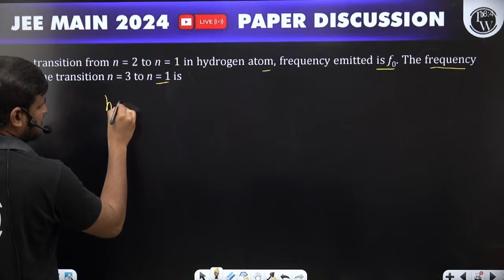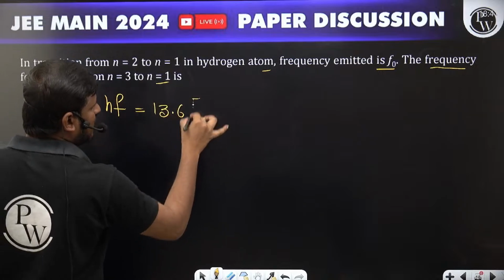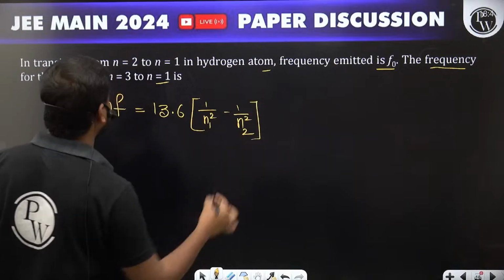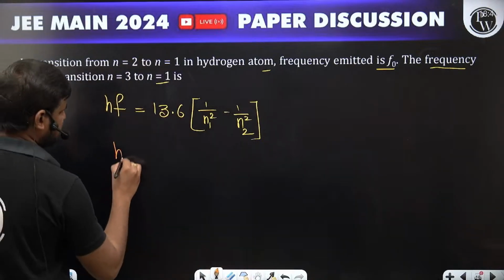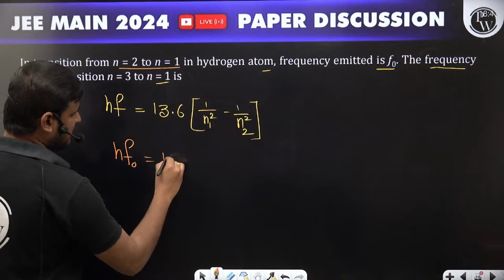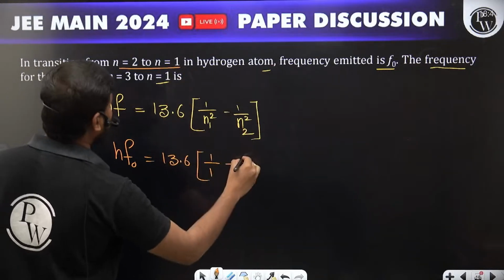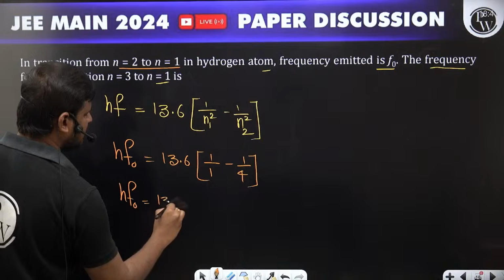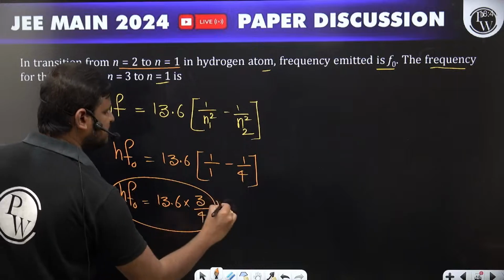The first formula is E equals hf, which equals 13.6 into 1 by n1 square minus 1 by n2 square. Let's consider the first one, n equals 2 to n equals 1. Writing the equation, hf naught equals 13.6 into 1 by 1 square minus 1 by 4. So hf naught equals 13.6 into 3 by 4. Let it be equation number 1.